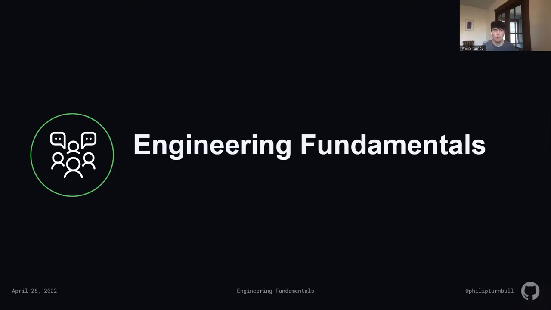So now what? How do you actually prioritize fixing these things across multiple teams and across multiple business units? How do you then scale this to the whole company? That's where our engineering fundamentals program comes in. It's the business process that's built on top of service catalog that allows us to drive change across the company.